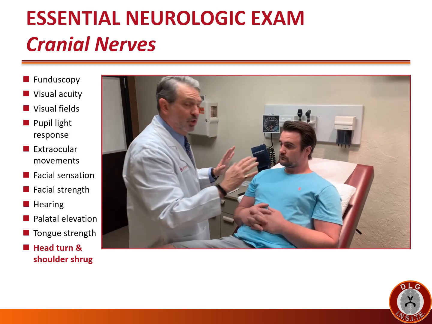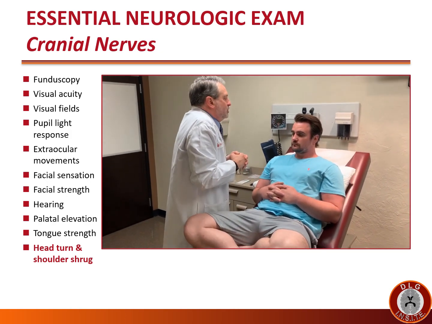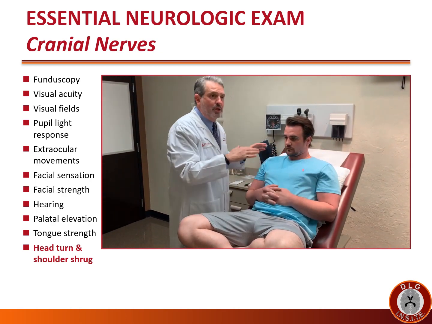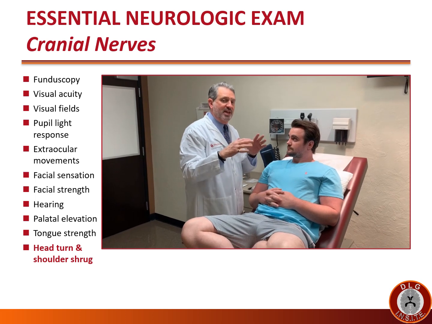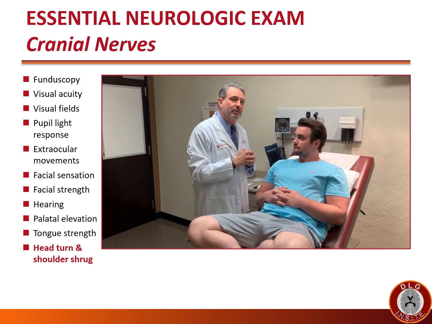Now, we're going to do the trapezius. So, shrug your shoulders, sir. Shrug them. Don't let me push. Excellent. Now, there are only two muscle groups that you test at the same time, both sides. Trapezius, and later the deltoids, which we'll talk about later.